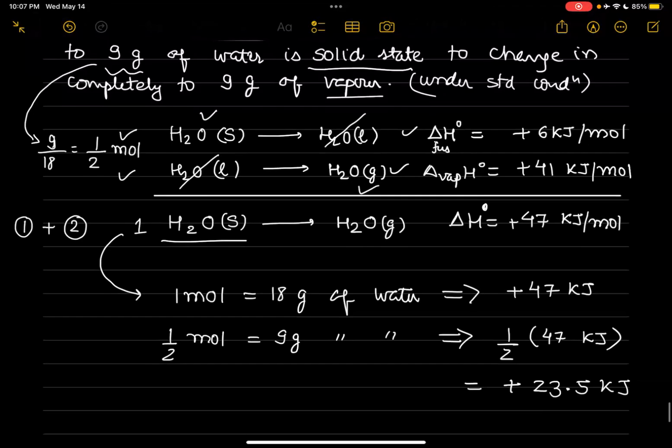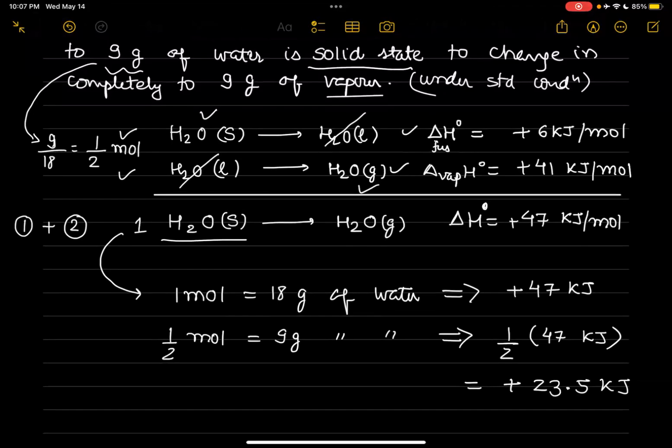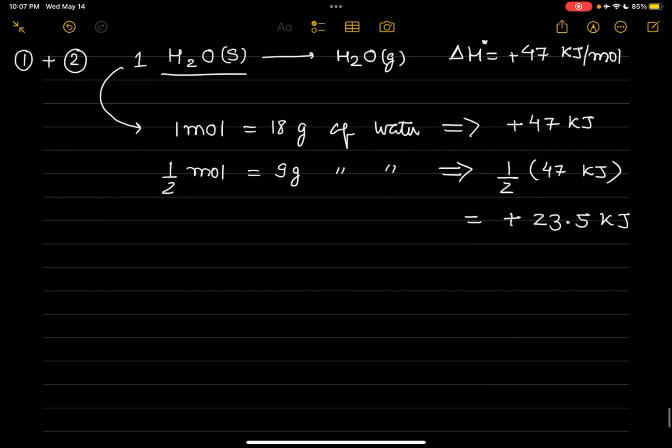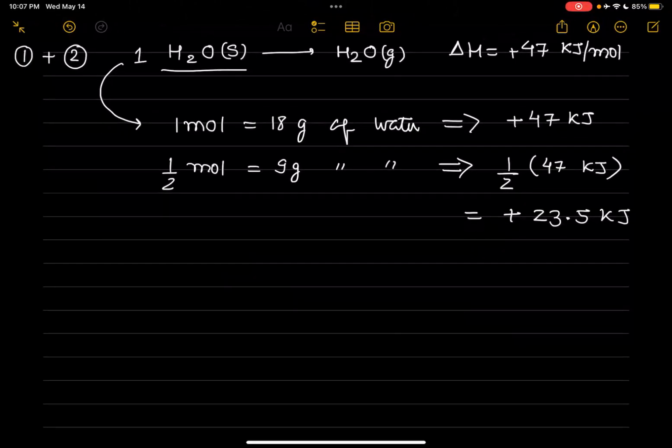In terms of calculation, doing calculation with respect to chemical equations, we can also add these equations, subtract these equations. You can add and subtract, and accordingly you should add and subtract the delta H values, right? And you can get the delta H value of a new reaction which is not initially given. Got it?